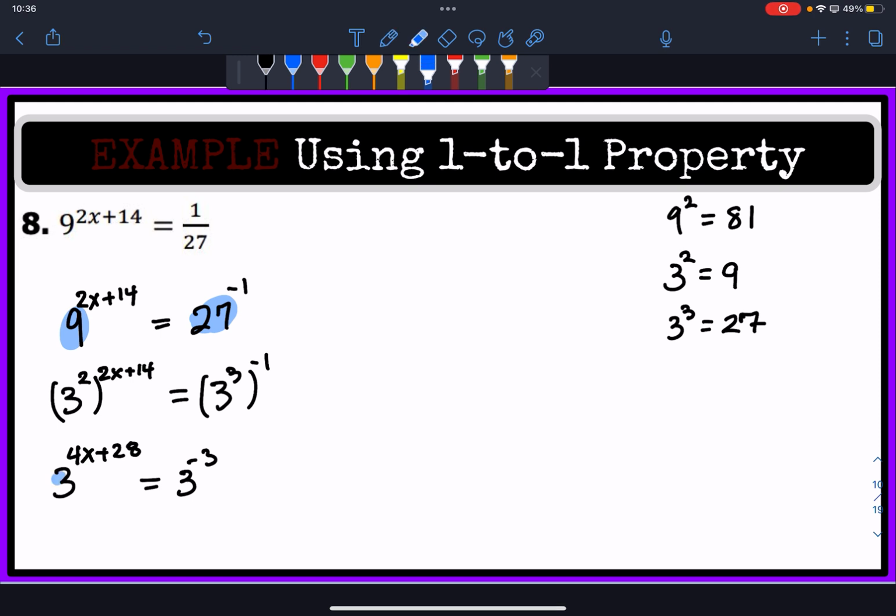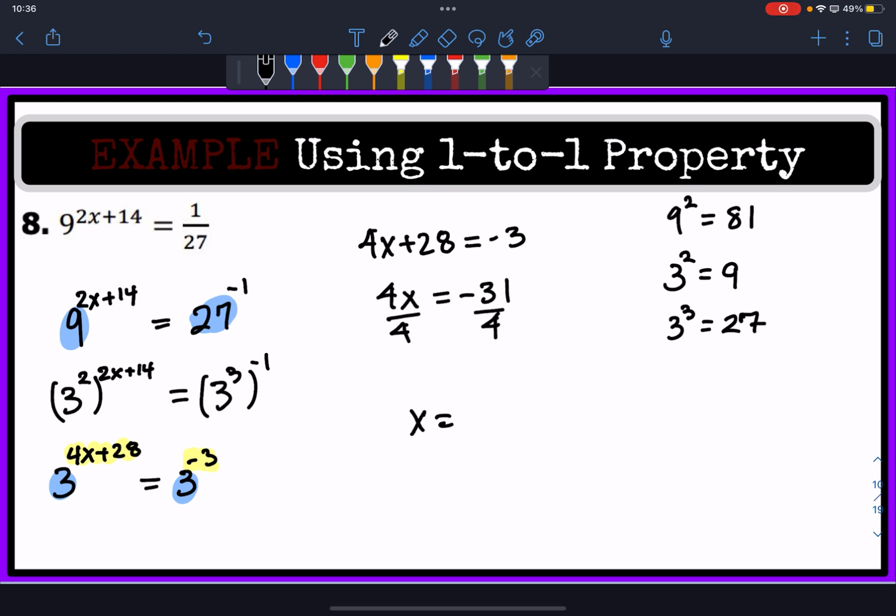So now our bases are the same. And by the one-to-one property, that means the exponents have to be the same. We subtract the 28, as you see right there. Negative 3 minus 28 is negative 31. We will divide by 4. And x equals negative 31 over 4. And there you have it. So this is how you apply this one-to-one property.